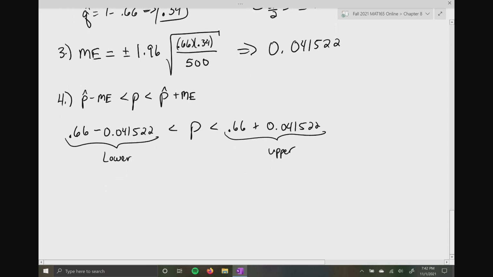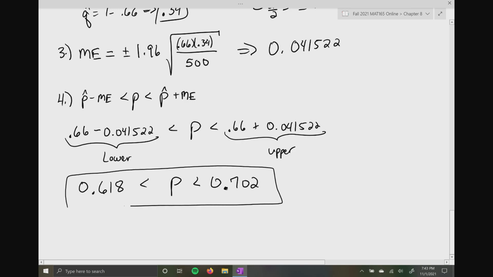So when I go ahead and subtract these numbers, I get, and I'm going to round to 3 decimal places here, 0.618 is less than p. And now I'm going to add the numbers together to give me 0.70, and I'm going to round to 3 decimal places. So it's going to be 0.702. So here's my interval. Another way you can write this is using interval notation.